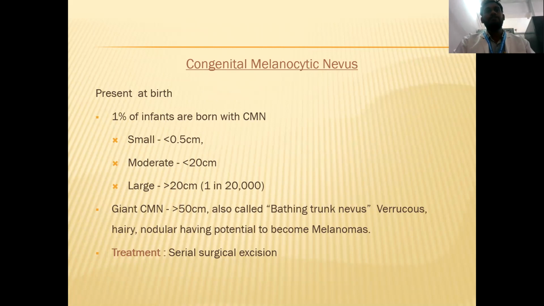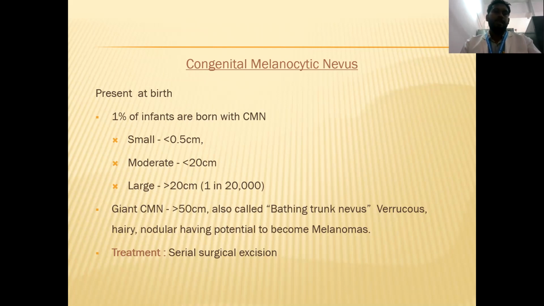Approximately 1% of infants are born with congenital melanocytic nevus. We can classify them as small, moderate, or large. Small is when the size is less than 0.5 centimeter, moderate when it is less than 20 centimeter, and large when it is more than 20 centimeter. So approximately 1 in 20,000 births can have a large congenital melanocytic nevus.